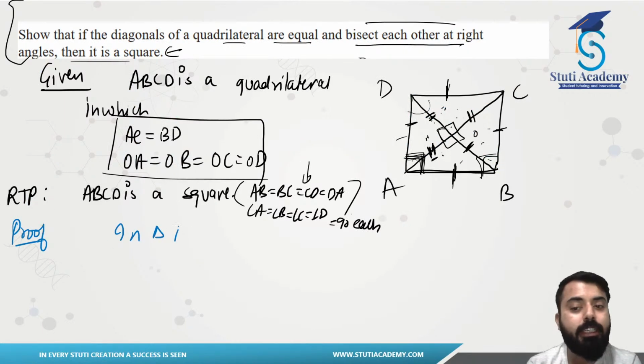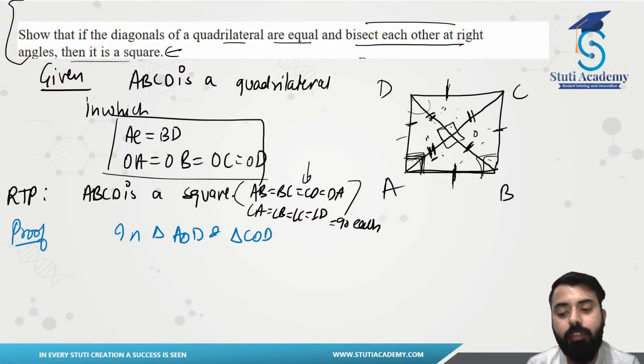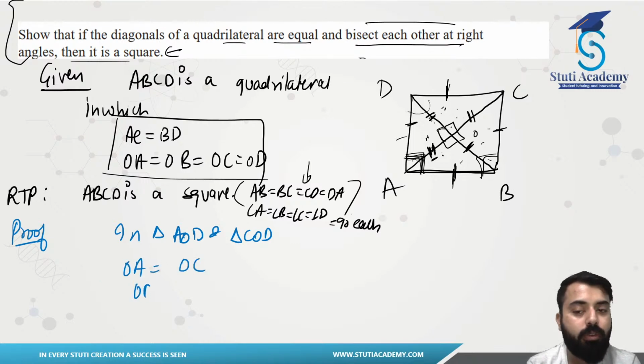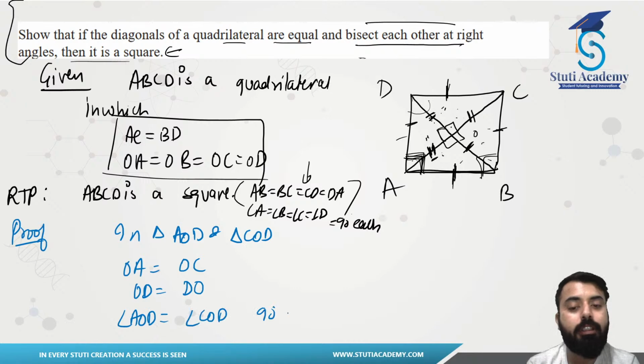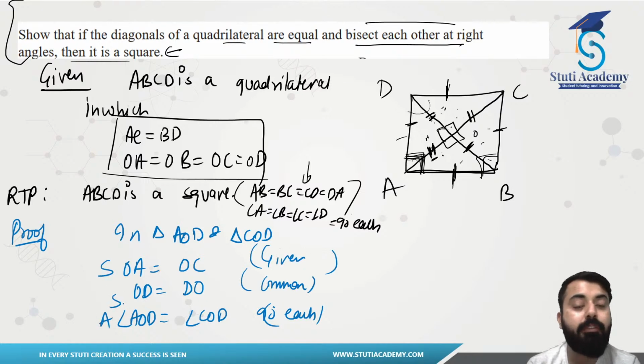So in triangle AOD and triangle COD, I already know OA is equal to OC. OD is equal to DO, that is common, and angle AOD is equal to angle COD, that is 90 each. This is 90 each, this is common, and that one is given. Right? You can say side angle side. Again, don't get confused here. I have written it like this, but there is no such thing as side side angle.